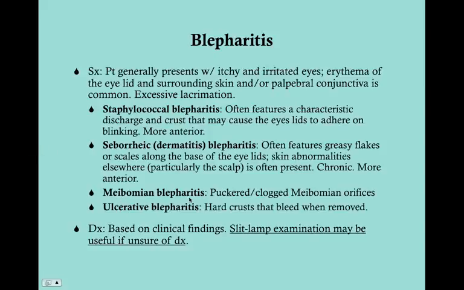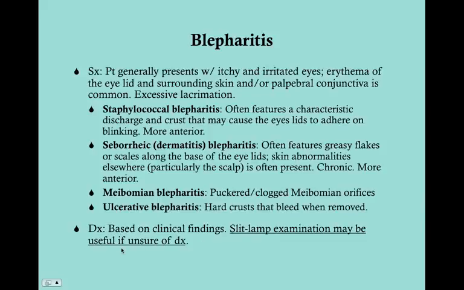The meibomian blepharitis, this is due to meibomian dysfunction, and a lot of times what you'll see with this, if you look really closely, is puckered or clogged meibomian orifices, and I'll show you a picture of that. This is more on the posterior, the inner part of the eyelid. Ulcerative blepharitis is usually due to the infectious causes, so staph, varicella zoster, and this is characterized by hard crusts that bleed when they're removed.